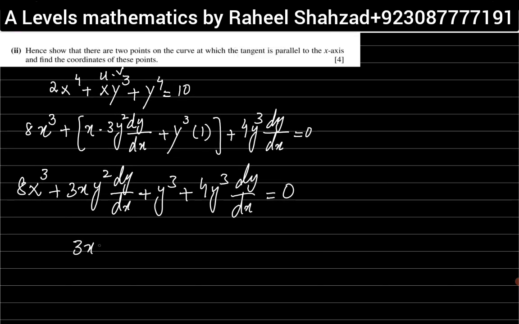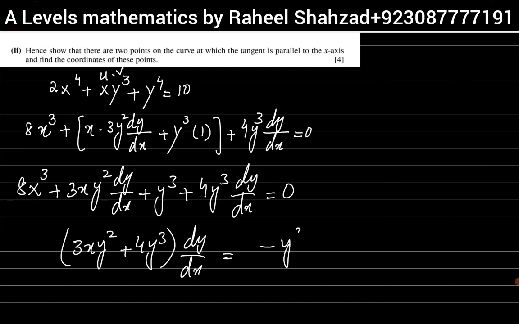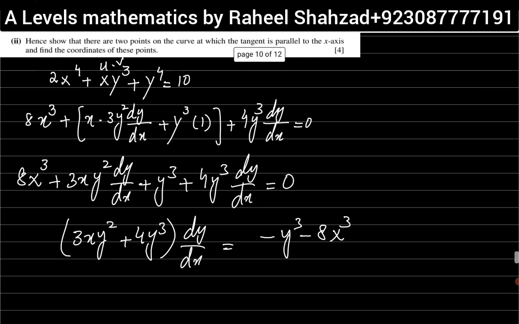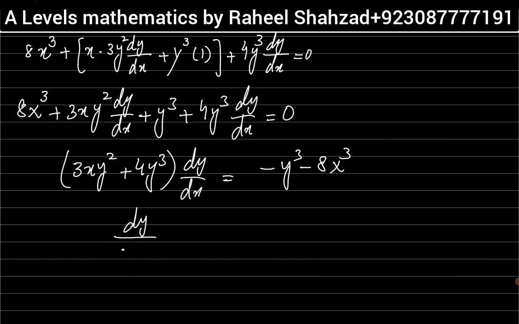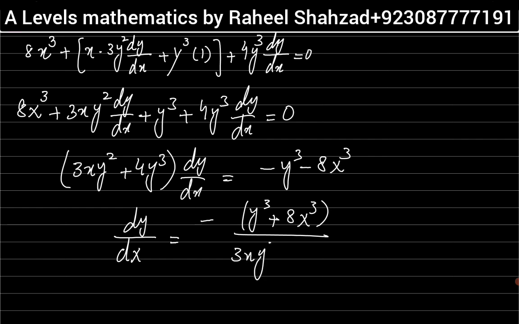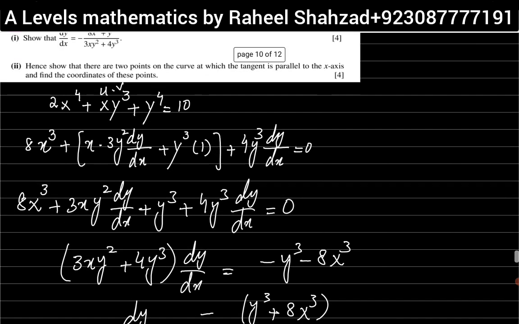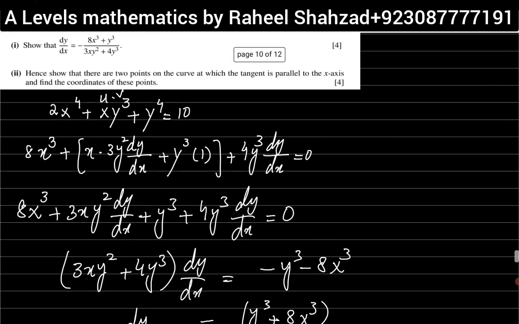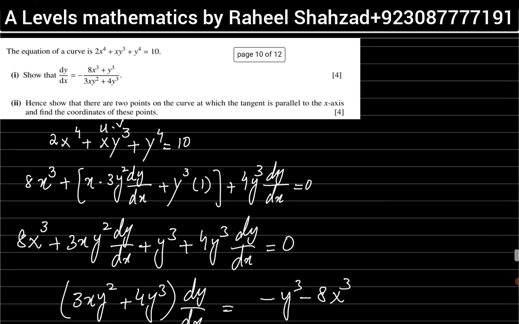So it is (3xy² + 4y³) dy/dx is equal to −y³ − 8x³, and in the next step it is dy/dx equals (−y³ − 8x³) divided by (3xy² + 4y³). I have taken minus common from the numerator, so this is (3xy² + 4y³). This is what is required.